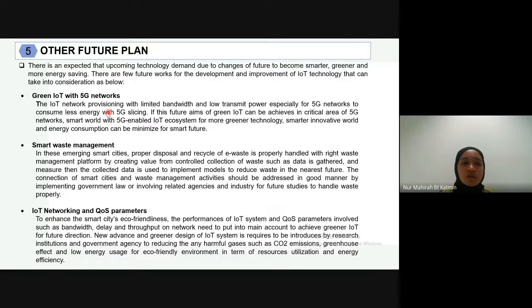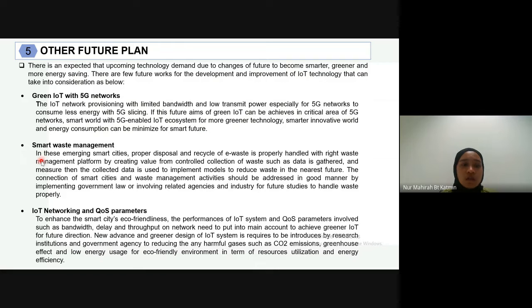One of them is green IoT with 5G network. The IoT network will be provisioned with limited bandwidth and low transmit power, especially for 5G, so as to consume less energy with 5G slicing. This future aims for green IoT to be achieved in the critical area of the 5G network. A smart world with a 5G-enabled IoT ecosystem means greener technology, a smarter innovative world, and better energy consumption. Definitely we can maximize for a smart future.